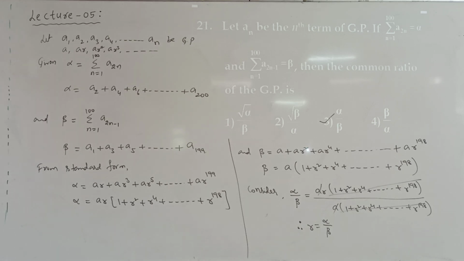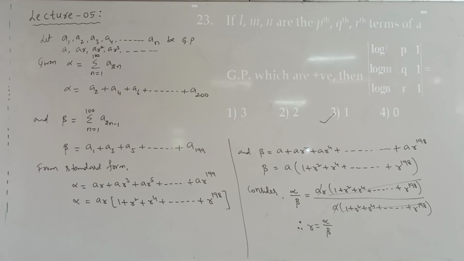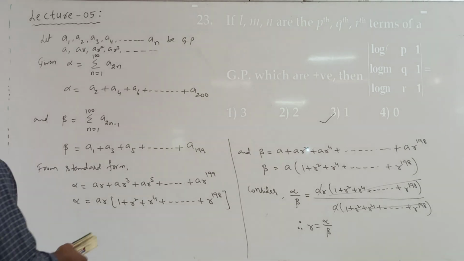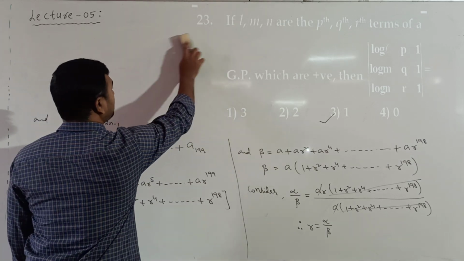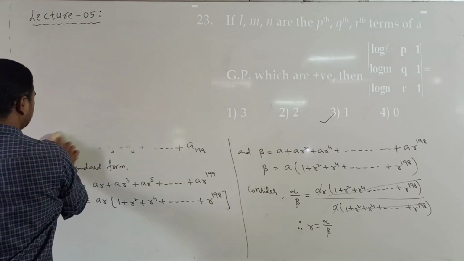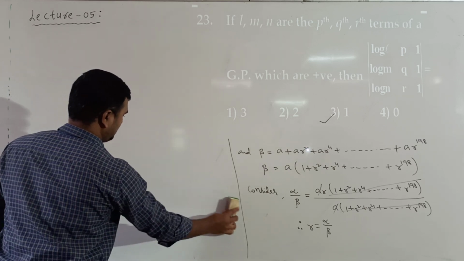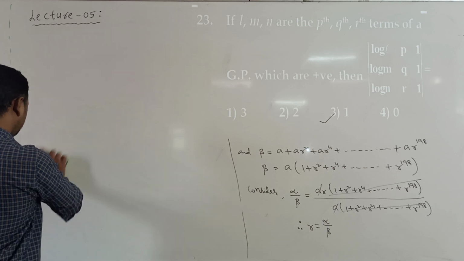Now let us see the next question. If l, m, n or p, q, r are terms of a GP which are positive, then what is the determinant of log l, p, 1; log m, q, 1; log n, r, 1? So l, m, n are given, and p, q, r are terms of a GP. Using that you have to find the determinant value.